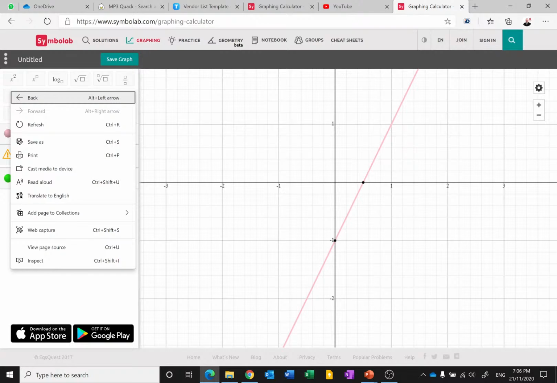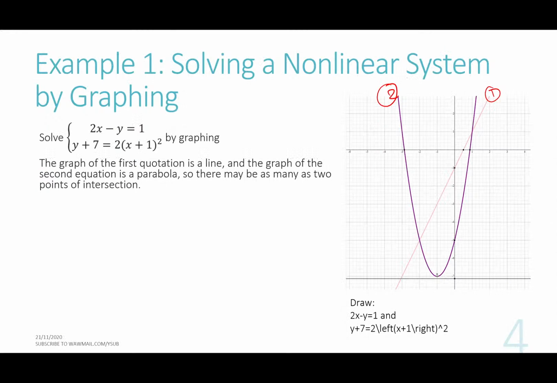The graph of the first equation is a line, which you can see in front of you here. This is the one. And the second one is a parabola, and this is the second one. So there may be as many as 2 points of intersection. If you can see together here, this is the first one and this is the second.